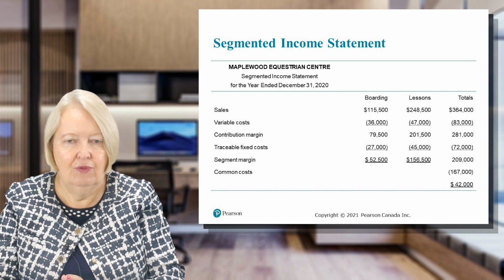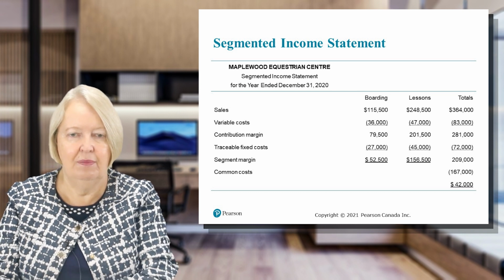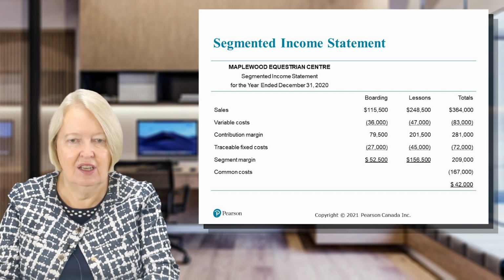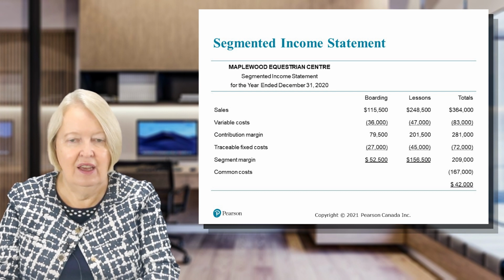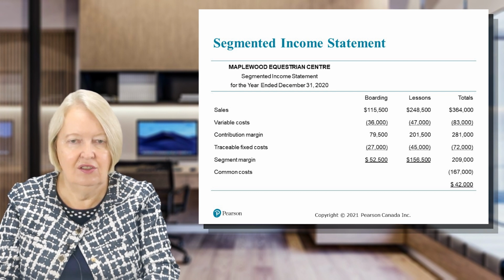For each of the segments of the business, you have your sales less your variable cost, and then you come down to contribution margin. Then you're going to identify those fixed costs that can be traced to each of the segments, the fixed costs that can be traced to boarding and the fixed costs that can be traced to the lessons. That will give you your segment margin. So that tells you how much each of these segments is contributing to the overall profitability of the company.